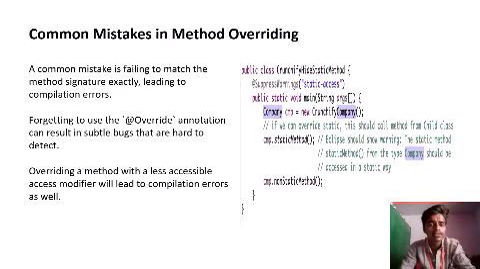Common mistakes in method overriding. A common mistake is failing to match the method signature exactly, leading to compiler errors. Forgetting to use the override annotation can result in subtle bugs that are hard to detect. Overriding a method with a less accessible access modifier will lead to compilation errors as well.